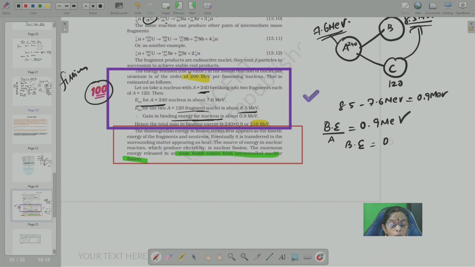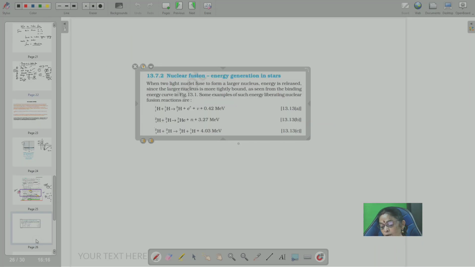So binding energy is equal to 0.9 MeV into A. What is A given? 240. So 0.9 into 240 MeV, that is equal to 216 MeV. Total gain in the binding energy. An example of nuclear fission is the atom bomb. Same way here, nuclear fusion.